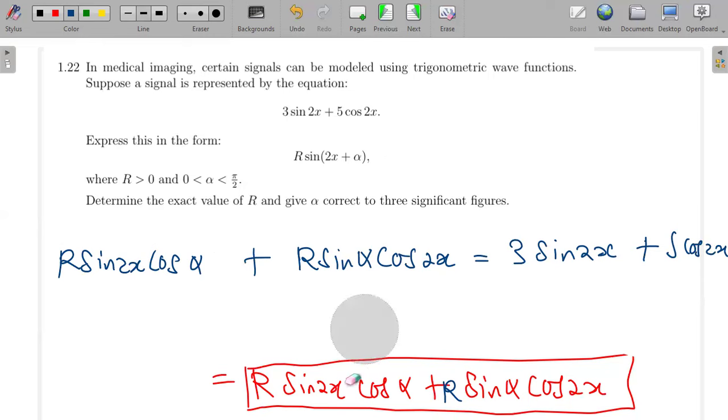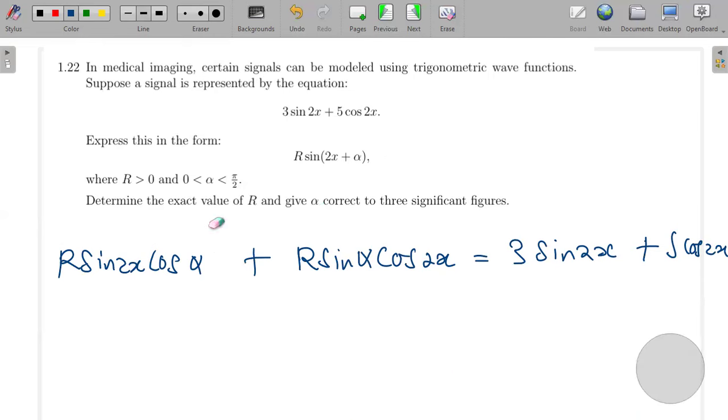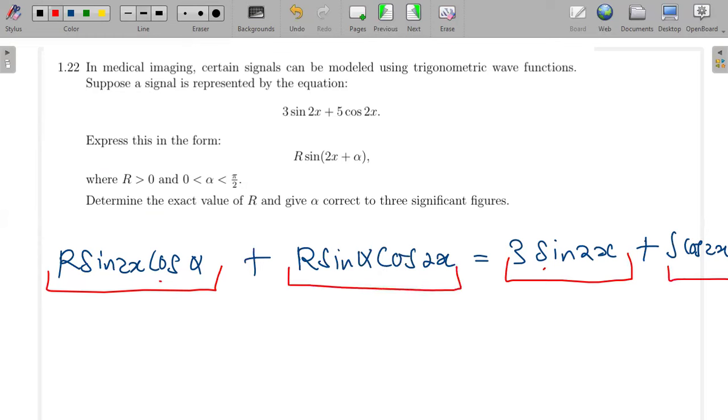So what do we see? We can see some similarities here. This expression has sine 2x, and this one also has sine 2x, so I'm going to equate this to this. This one has cos 2x, and that one has cos 2x, so I'm going to equate this with this. So let's equate. The first one is r sine 2x cos alpha is equal to 3 sine 2x. Excuse me.